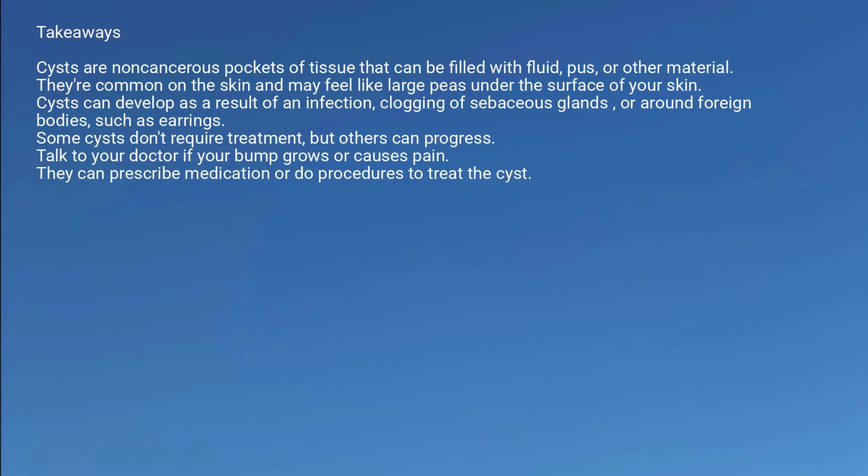Takeaways. Cysts are non-cancerous pockets of tissue that can be filled with fluid, pus, or other material. They're common on the skin and may feel like large peas under the surface of your skin. Cysts can develop as a result of an infection, clogging of sebaceous glands, or around foreign bodies, such as earrings. Some cysts don't require treatment, but others can progress. Talk to your doctor if your bump grows or causes pain. They can prescribe medication or do procedures to treat the cyst.